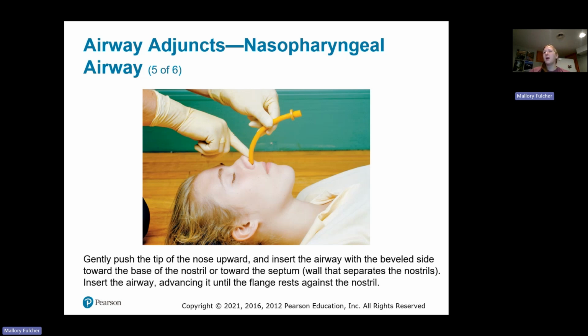Most people naturally have one nare, one nose hole, that is bigger than the other. We do like to go in the one that's bigger, but that means that the bevel is not going to be towards the septum with this natural curvature. Now we can put it on the other side. We just have to twist it just like we would with the OPA.